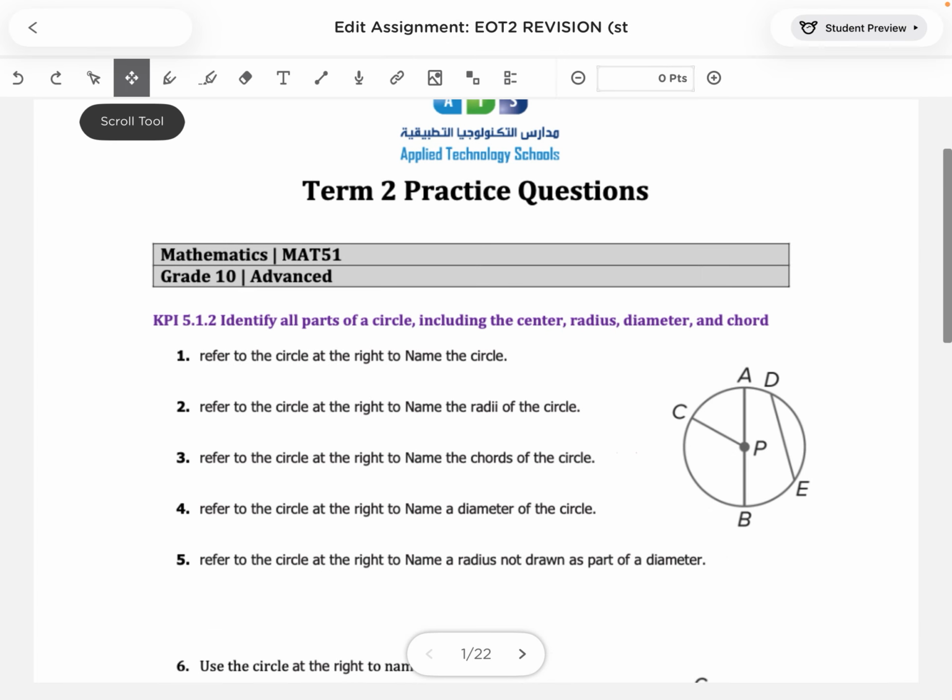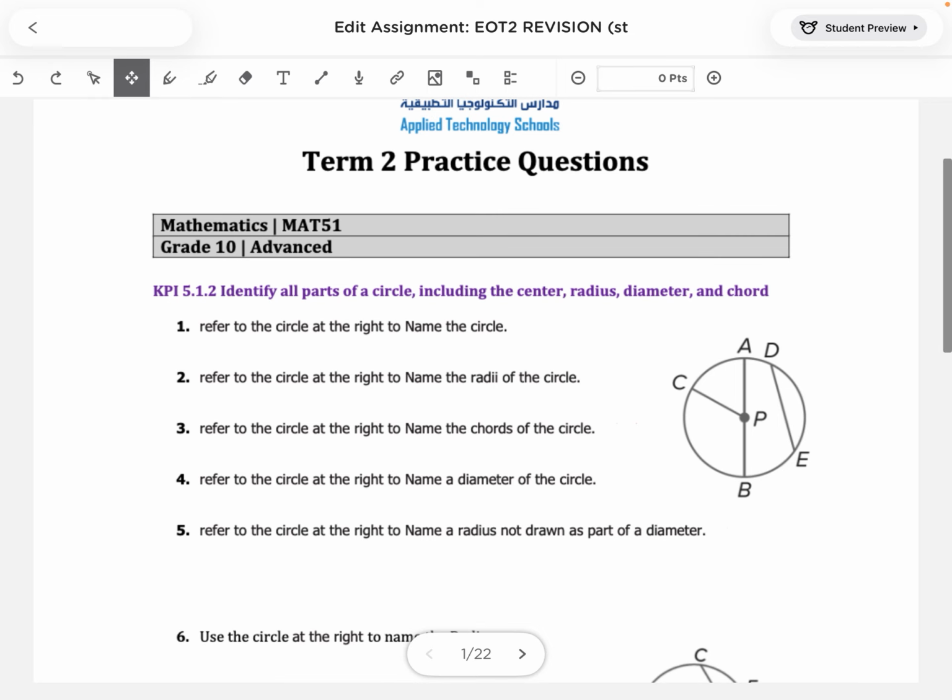Let's start our revision for the final exam term 2. Refer to the circle at the right, name the circle. The circle is called according to the center, circle P.